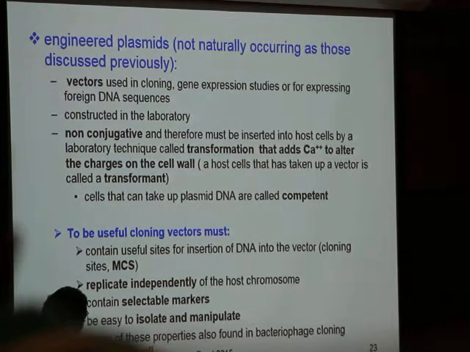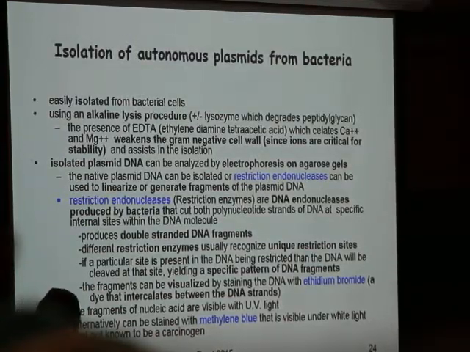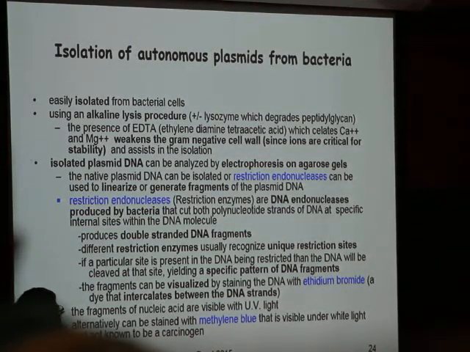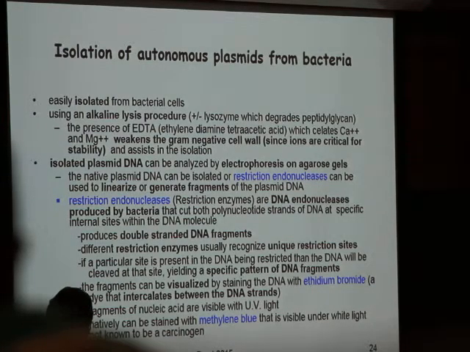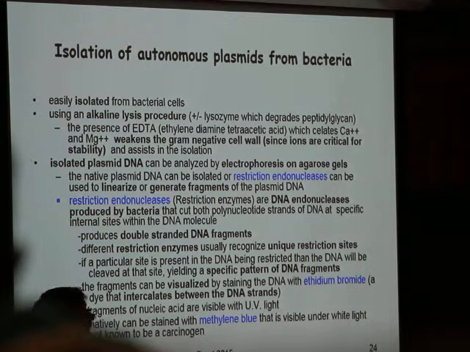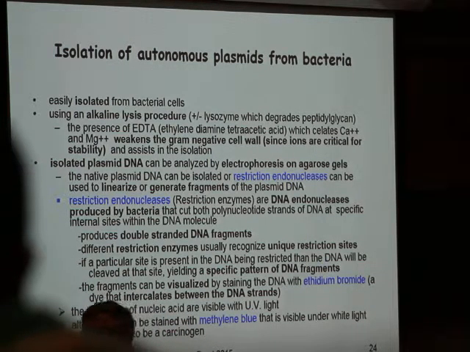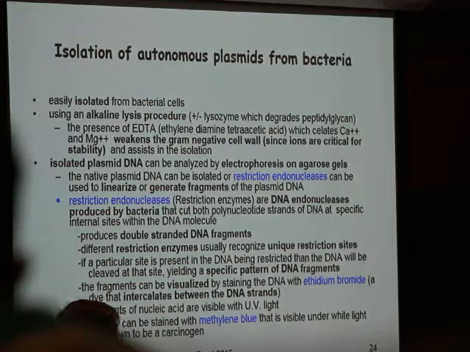By the way, bacteriophage can also be used for cloning, and they need to fulfill these same characteristics. So you will actually not be involved in isolating the plasmid, but you can isolate plasmids from bacteria quite easily. The classic way is called an alkaline lysis procedure. As its name would suggest, it lyses the bacteria in the presence of alkaline conditions.